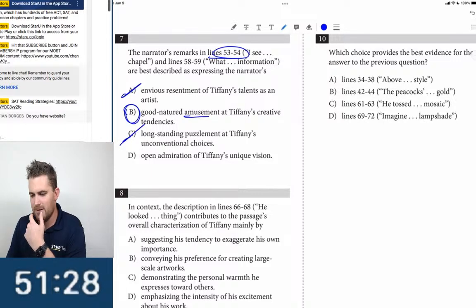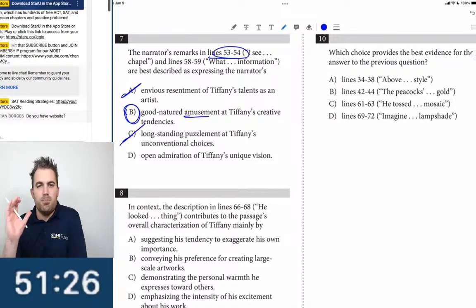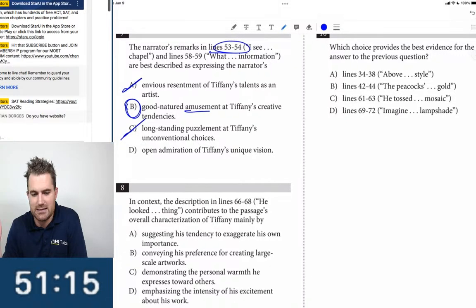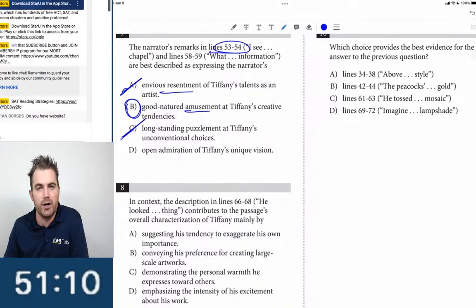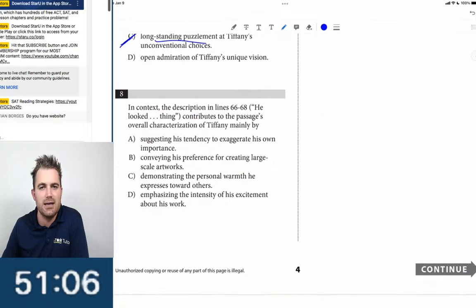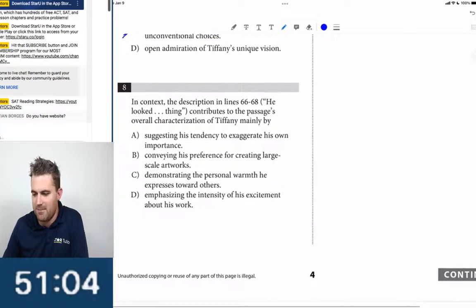Everybody see that? But again, on this question, without having to go back, because I remember that line, it was without a doubt a positive tone, right? They were laughing at each other, and the narrator even said something like sigh of relief. So even if you didn't know where that was or didn't want to go back, you could eliminate envious resentment and puzzlement because those are going to be negatively toned, right? Thumbs up, guys, if that makes sense. Anybody tuning in? Thumbs up.